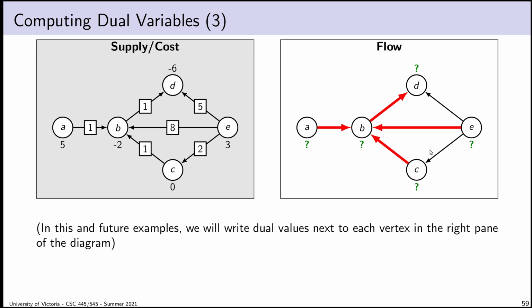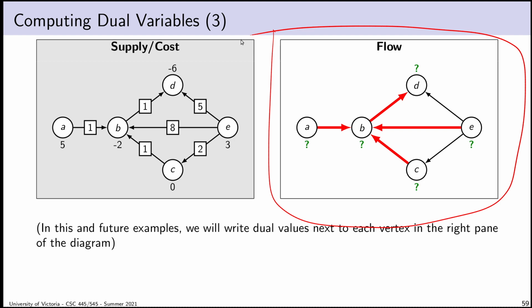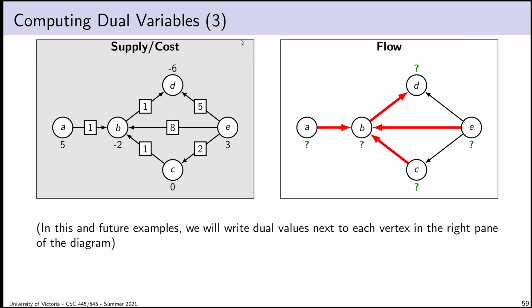Okay, so what we're going to notice as time goes by is that our right-hand pane is going to get more and more complicated. By the time we're done this lecture, we're going to have tons of information in the right-hand pane. We're going to have flow values across each basic edge. We are going to have dual optimization values, which we'll write underneath each vertex. This will be the value of YA. This will be the value of YB.